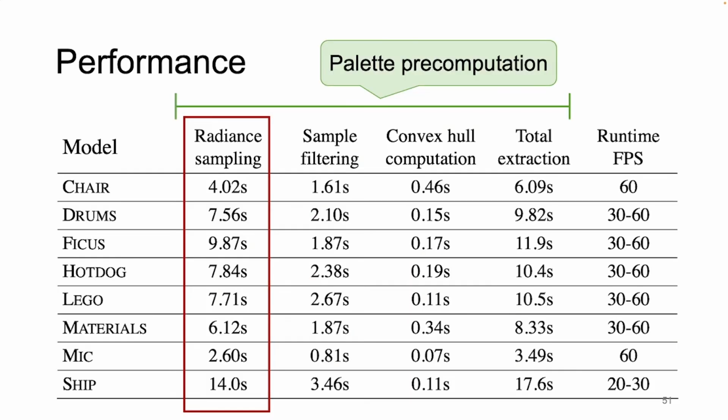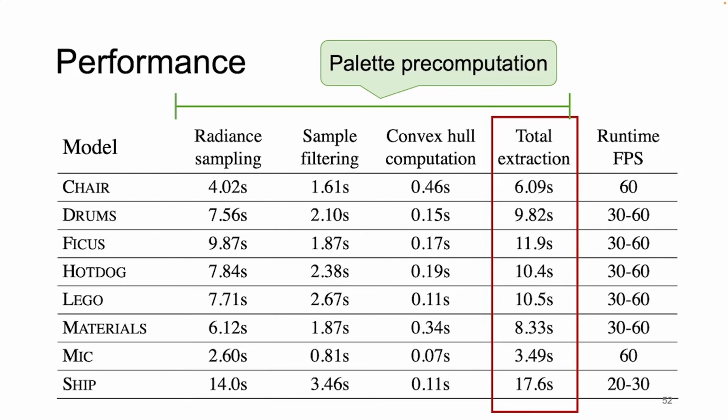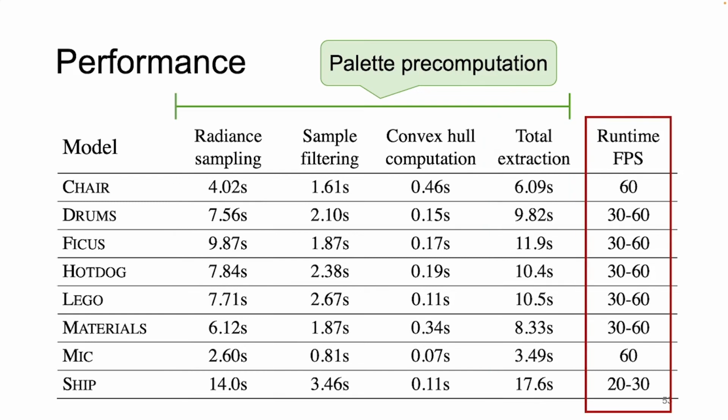Next, we show the timing analysis of our method. The bottleneck of the palette extraction stage is the radiance sampling, including the computation of visibility for each sample. That said, thanks to our parallel implementation, the whole extraction completes in around 10 seconds. The runtime computation is cheap and typically runs at 30 to 50 FPS.